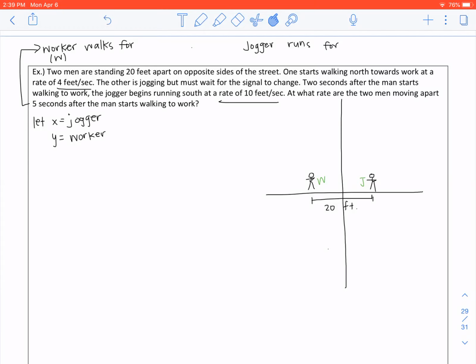One starts walking north towards work at a rate of 4 feet per second. So he's moving at a rate of 4 feet per second.